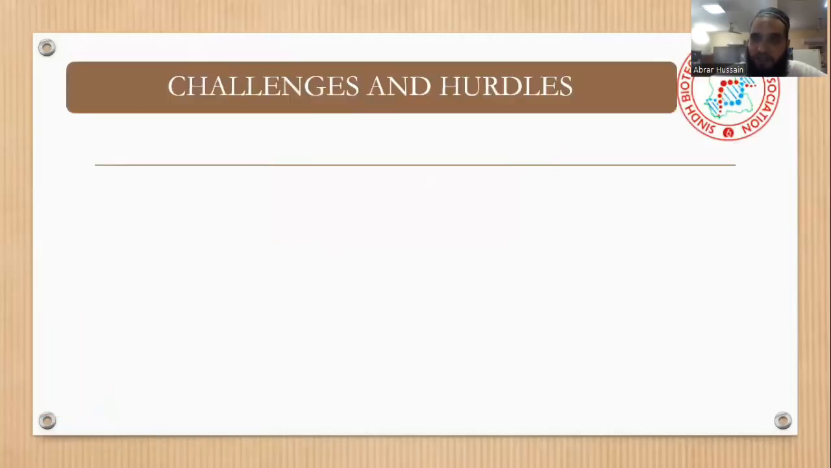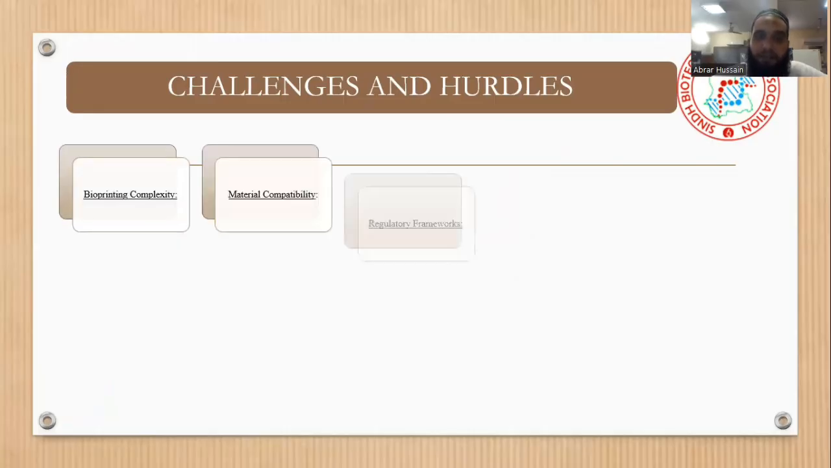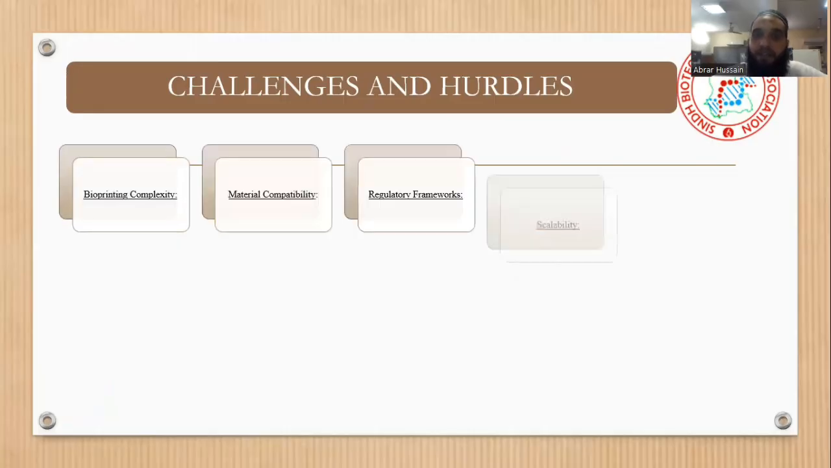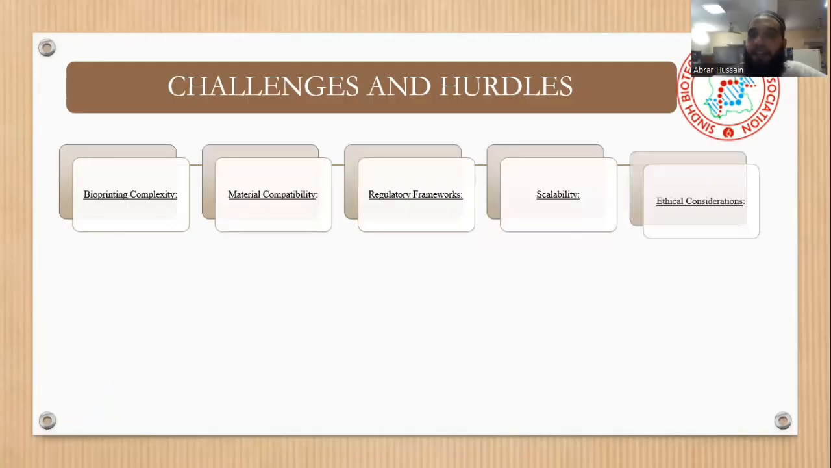But as there are multiple beneficial aspects associated with 3D bioprinting and drug discovery, this is also considered a challenge for the researcher. So what are the challenges and hurdles faced by the researcher while using 3D bioprinting technology for drug discovery? For example, bioprinting complexity, material compatibility, regulatory framework, scalability, and ethical consideration. So what are these? Let's explain one by one.